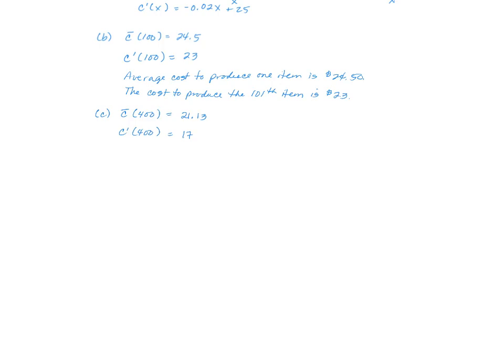So it's the same thing. Average cost would be $21.13. The marginal cost, which would be the cost to produce the 401st item, would be $17. Okay, so that's it for this section.